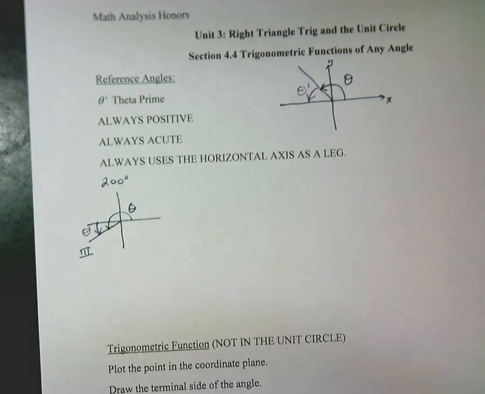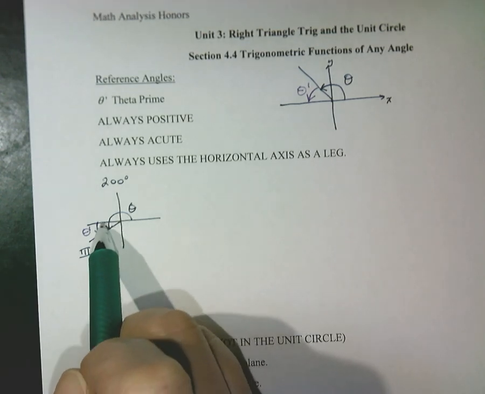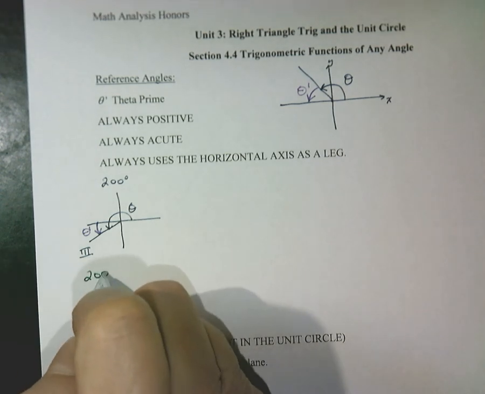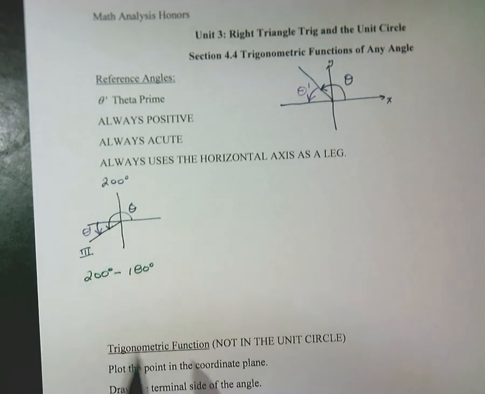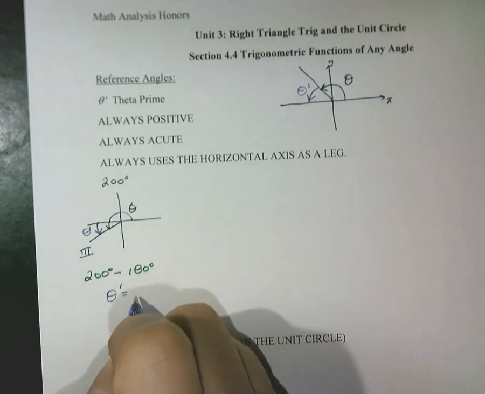What's important about theta and theta prime is they have the same endpoint, so the trigonometric ratios are going to be the same. To calculate this, I have 200 degrees. The closest distance is to the x-axis, so subtract 180. Theta prime ends up being a positive 20 degrees.